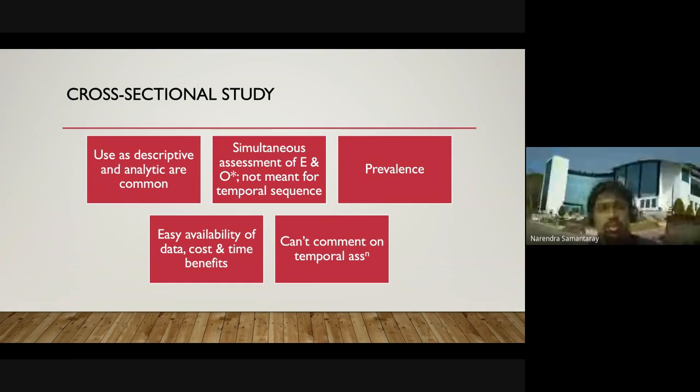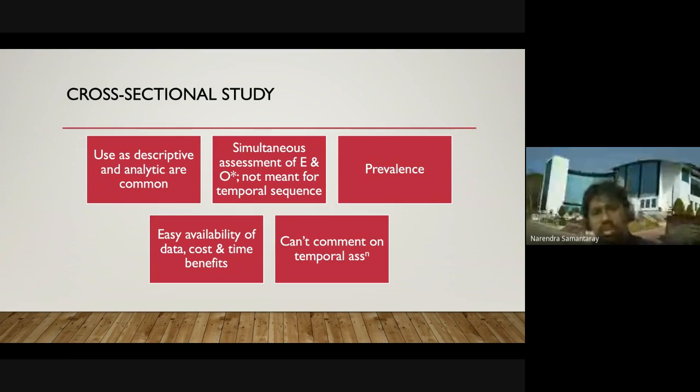Say, for example, social anxiety and its association with stress in the students' population. I do not know whether stress came first or social anxiety came first, but I'm measuring both of them. Hypothetically, the exposure should come first, and the outcome later. But in this design we are not able to establish any temporal sequence. Rather, we are measuring both exposure and outcome at the same point in time.